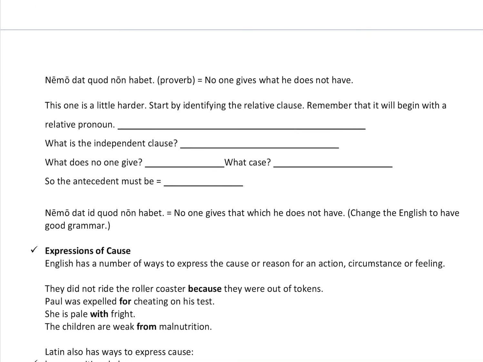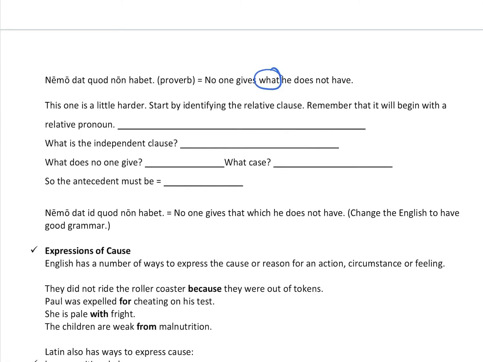So let's look at this one. Nemo dat quod non habet. Now, that's a proverb. No one gives what he does not have. This one's a little harder. I want you to start by identifying the relative clause. Remember that it begins with the relative pronoun. So, what's the relative pronoun in the English? Start with there. Okay, it's "what."